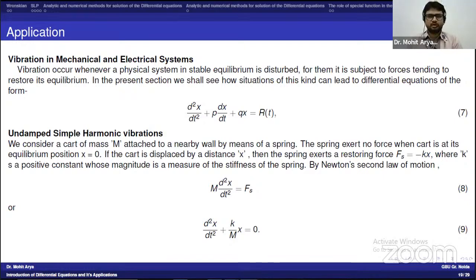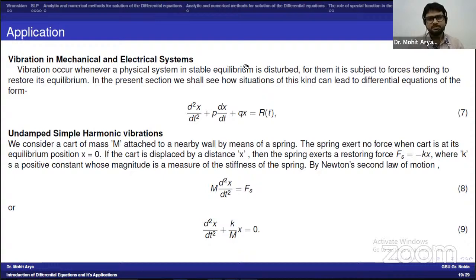Next, applications. Now we'll talk about the applications of differential equations. The first application is vibration in mechanical and electrical systems. Vibration occurs whenever a physical system in stable equilibrium is disturbed. If I talk about the vibration in a mobile phone, when it vibrates, its physical system equilibrium is disturbed and it starts shaking. You can relate that kind of situation here.